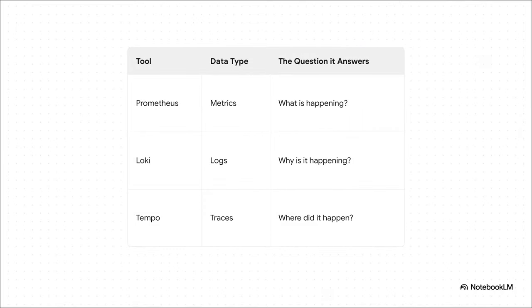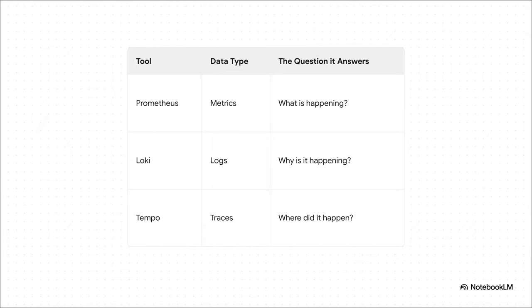And this is where the whole Grafana ecosystem really shines. You'll often see these 3 tools used together. You have Prometheus for metrics, which answers the question, what is happening? It'll tell you, hey, database latency just spiked. Then you have Loki for logs, which answers, why is it happening?